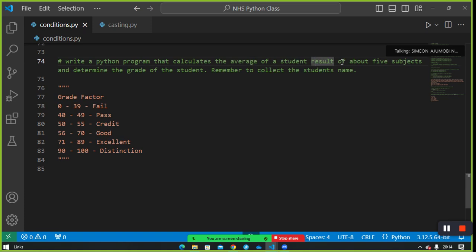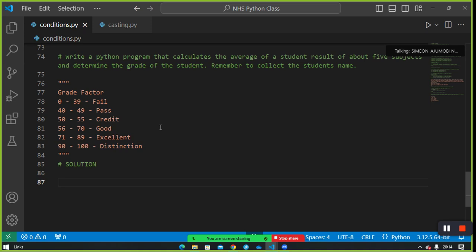Average of a student's results of about 5 subjects and determine the grade of the student. Remember to collect the student name. So what we're going to be doing is collecting the student's name first, which is going to be the solution. Let me do a hash solution. Now we go collect the student's name.